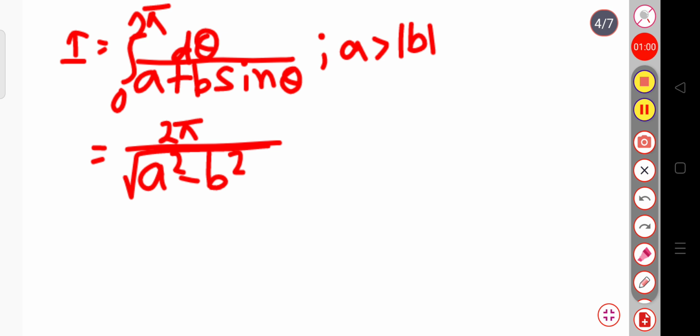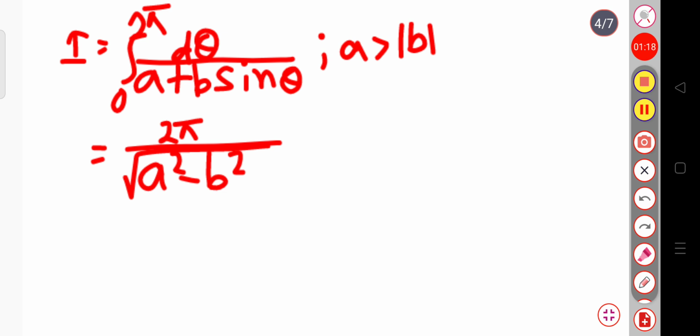It means that if a and b are any numbers and a is greater than mod b, so in that case, if a is suppose 4 and b is 2, you can directly put the values of a and b and solve for that, that is 2 pi divided by root over 4 square minus 2 square, and so on.